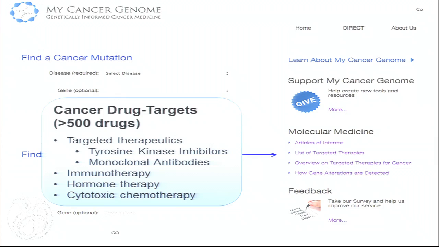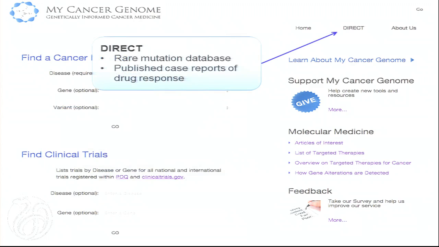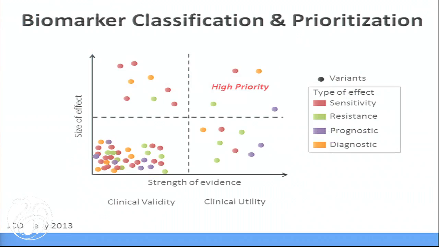One of our most popular features is a cancer drug targets list with over 500 cancer-related genes and their respective genetic targets. And finally, we have a rare mutation database, which is a publication of case reports of drug response, which I'll talk a little bit about later.